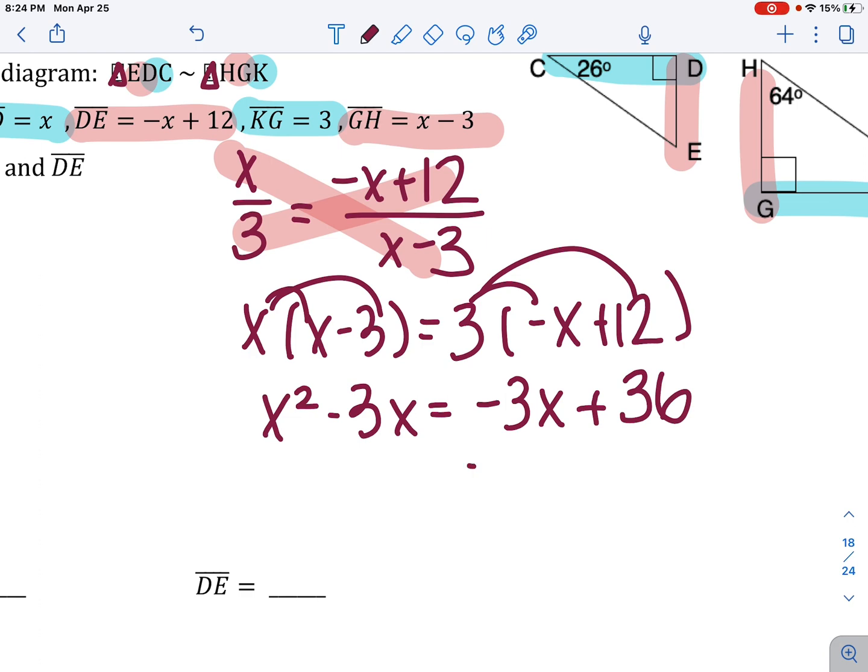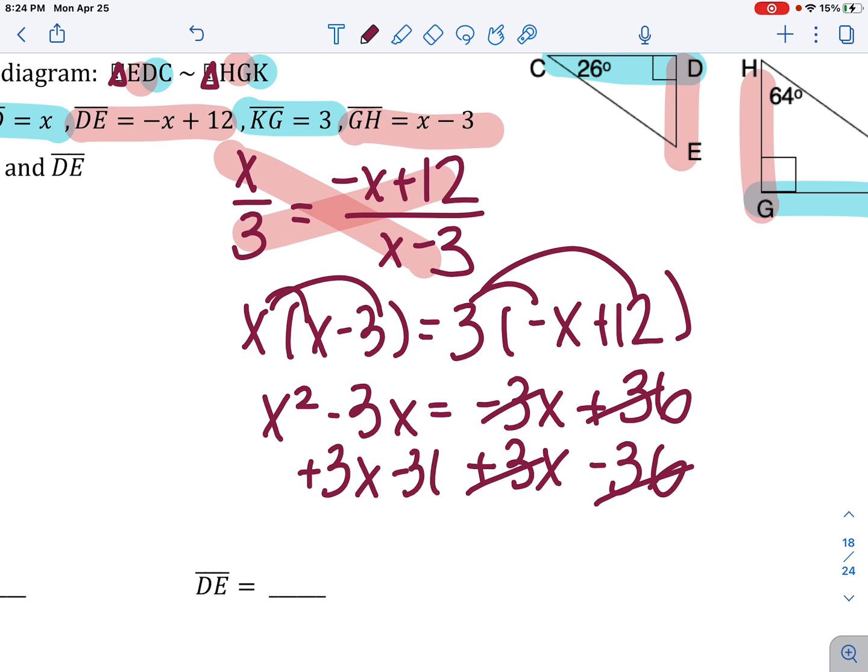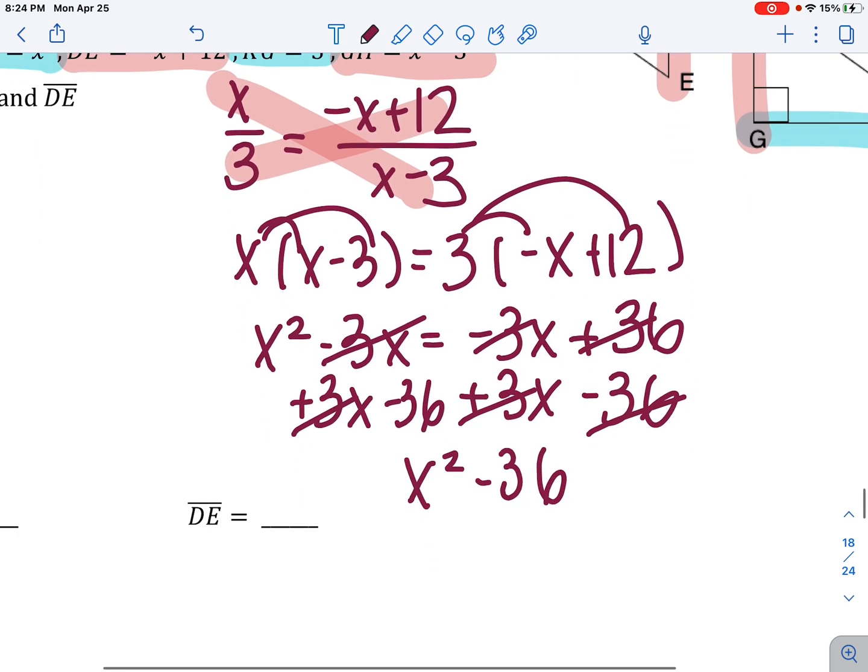And then again, I have to move everything to one side. That's super important. So I'm going to do the opposite operation, but whatever I do on that side, I also have to do to this side. And then if you notice, our 3x's on that left-hand side also cancel out. So now I have x squared minus 36 is equal to 0.